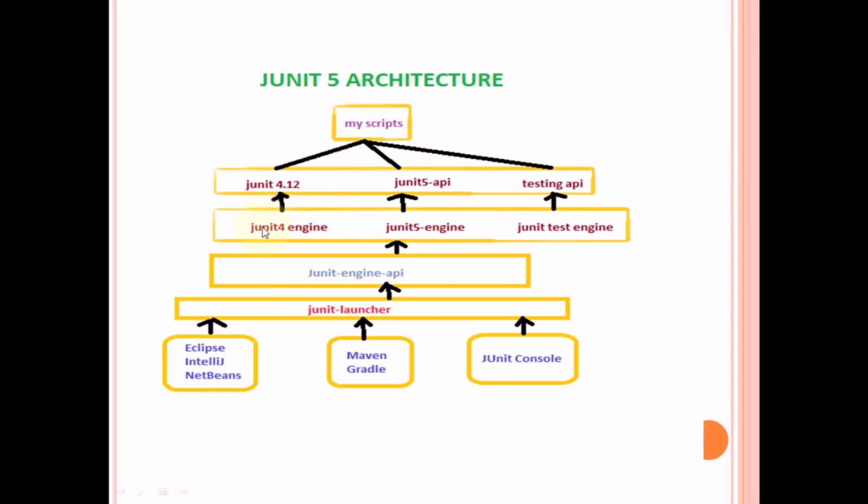Here in the JUnit Engine API, there is another layer: JUnit 4 engine, JUnit 5 engine, and JUnit test engine. This JUnit 4 engine and JUnit 4.12 are part of JUnit Vintage. Suppose we want to work with JUnit 4 test cases, even though we are utilizing JUnit 5, we can add the dependency of the JUnit 4 version. We can directly execute the JUnit 4 test cases here.